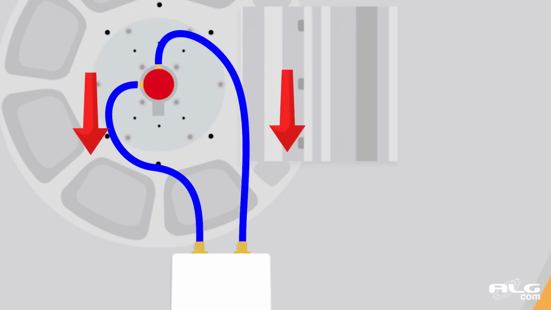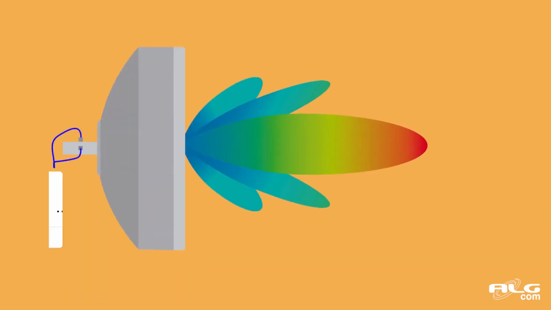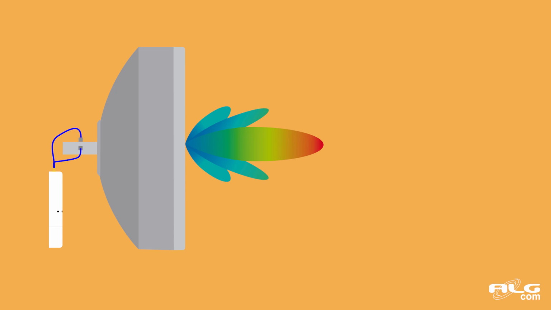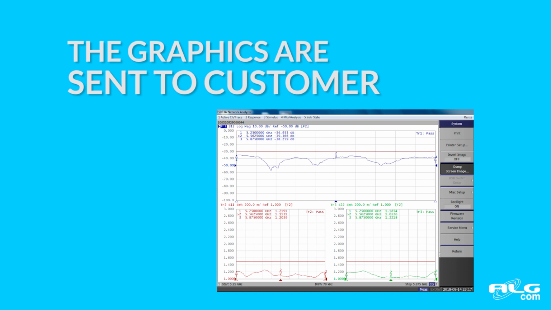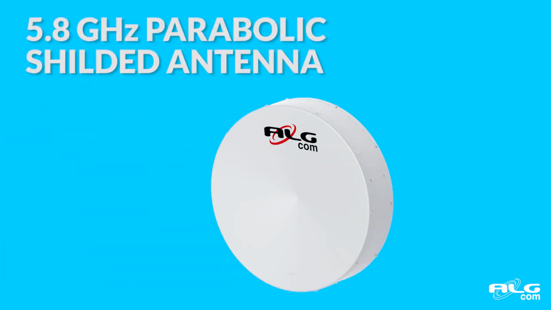If a large amount of power returns to the radio, the antenna gain decreases and the power that should be received on the other side of the link also drops. The noise generation occurs because the power that returns to the radio is seen as noise by itself. On each produced antenna, ALGCOM sends VSWR measurement and port-to-port isolation graphs. Let's see how to look at these graphs.